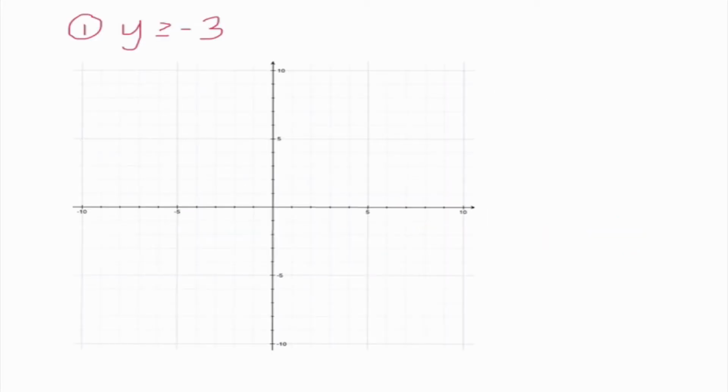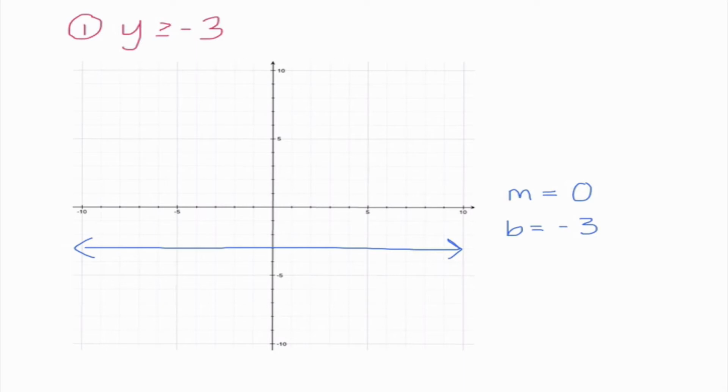So our first example here is y is greater than or equal to -3. So we need to go ahead and graph this first. We know any y equals line is a horizontal line at -3. Since it says greater than or equal to, I'm going to go ahead and draw a solid line. Remember I have arrows on both sides. Here my slope is 0. My y-intercept is -3.